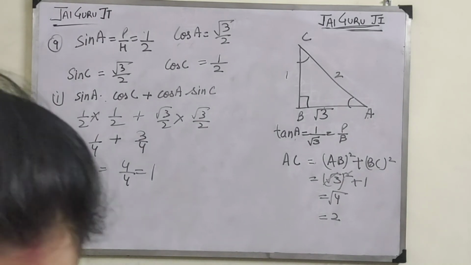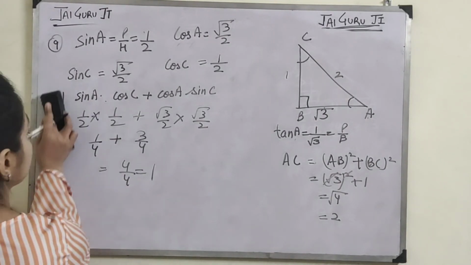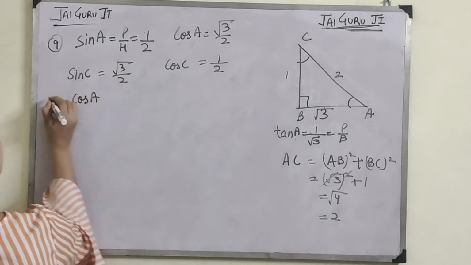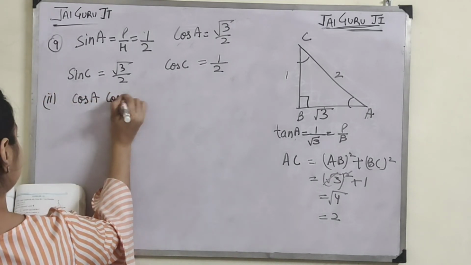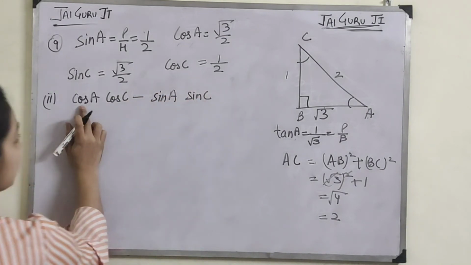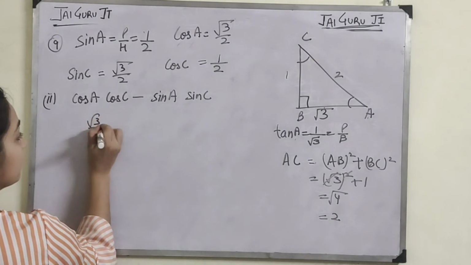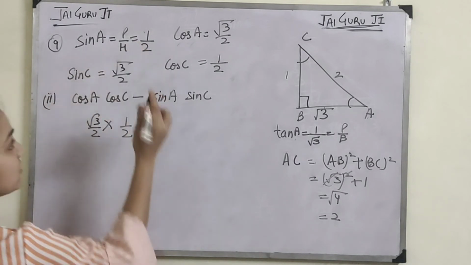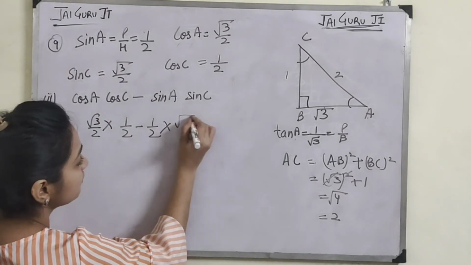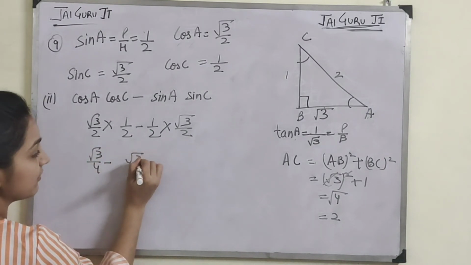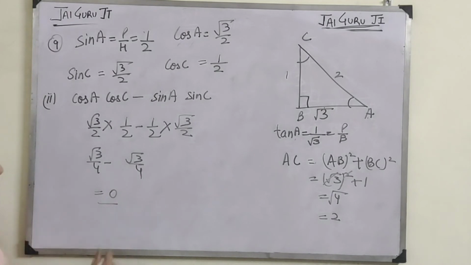Now if I come to the second part, the second part is cos A cos C minus sin A sin C. cos A means √3/2, cos C means 1/2, minus sin A is 1/2, sin C is √3/2. This is √3/4 minus √3/4. That is equal to 0. Done.